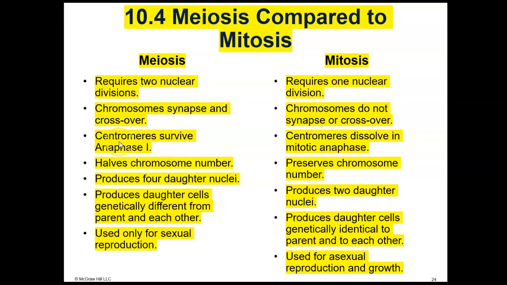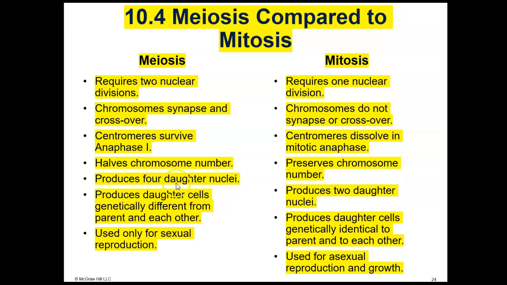What that means is that the duplicated chromosomes, in other words, the chromosomes that contain 2 sister chromatids joined at a centromere, don't split in anaphase 1, but in mitosis they do divide, so the centromeres dissolve when that happens. In meiosis, the chromosome number is halved. In mitosis, it is preserved. The diploid number of chromosomes remains the same. So if you start out with 46 in the parent cell, the daughter cells will also have 46.